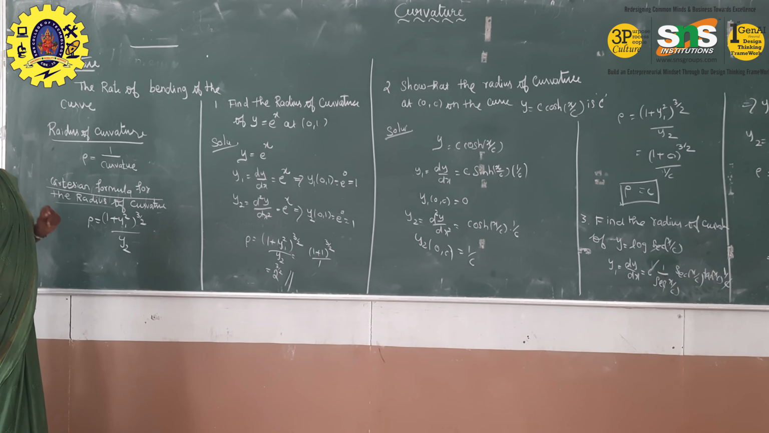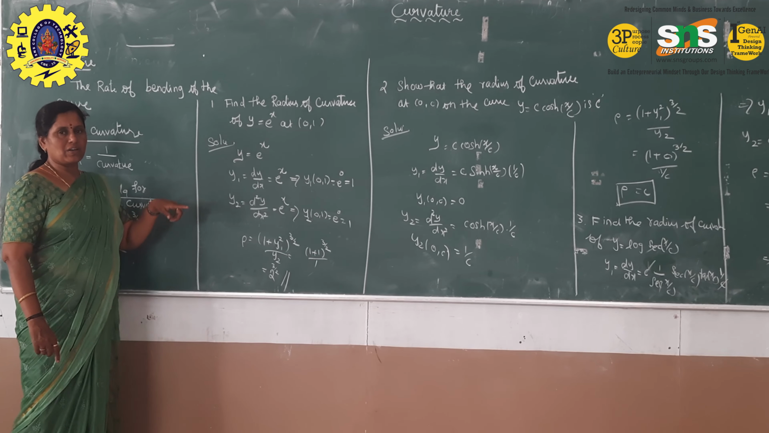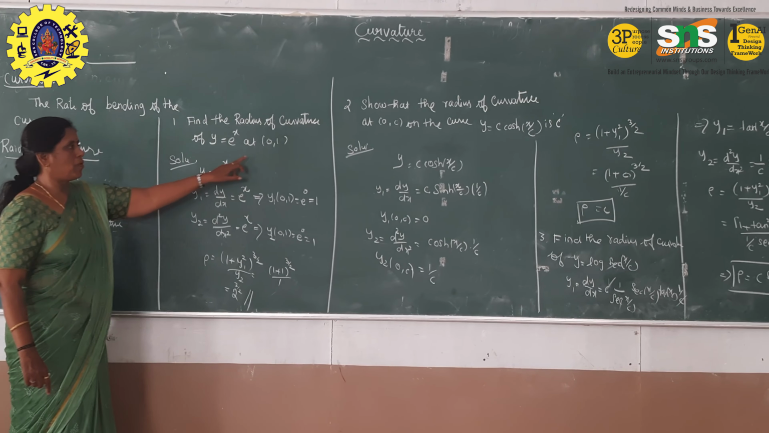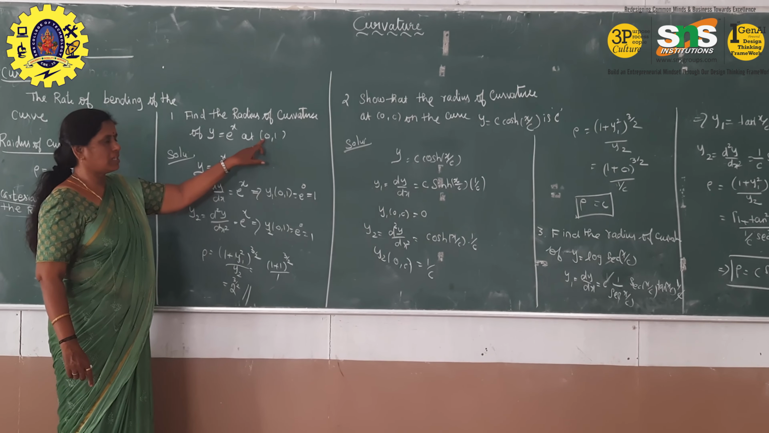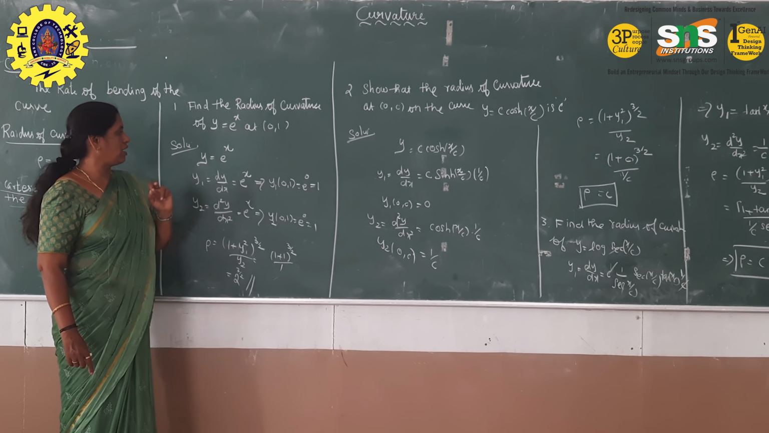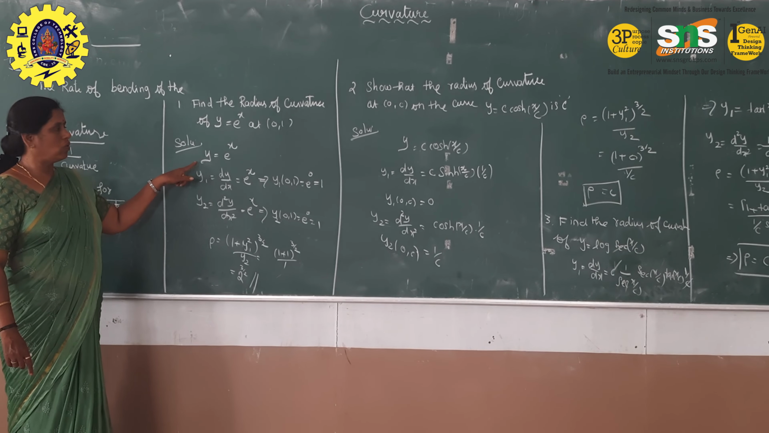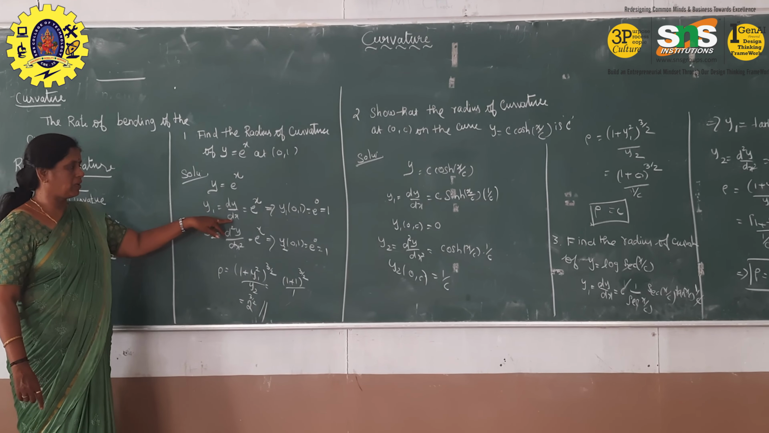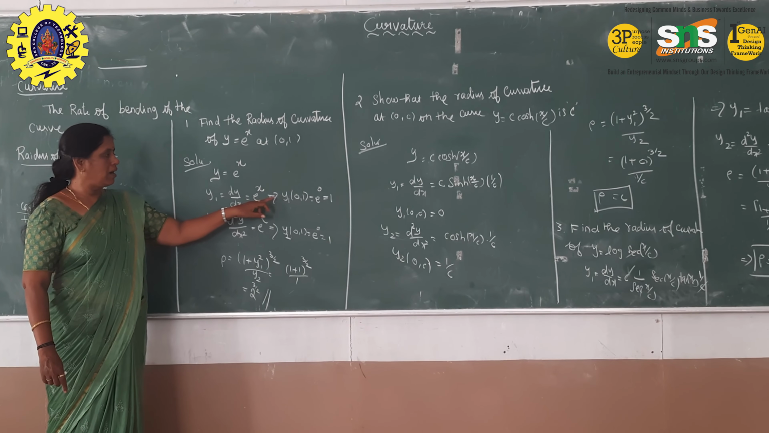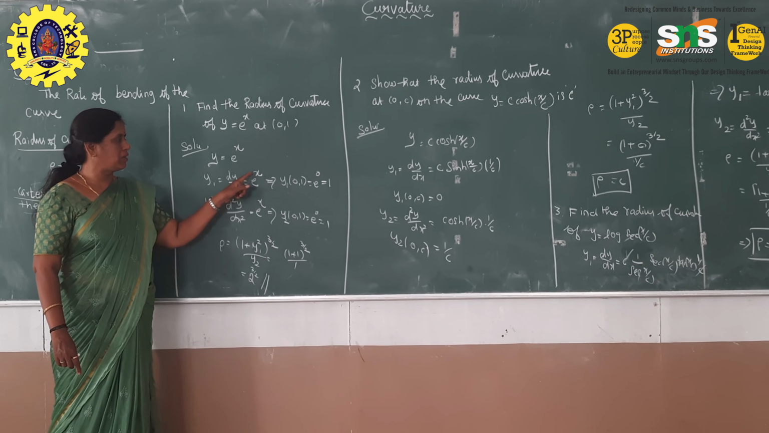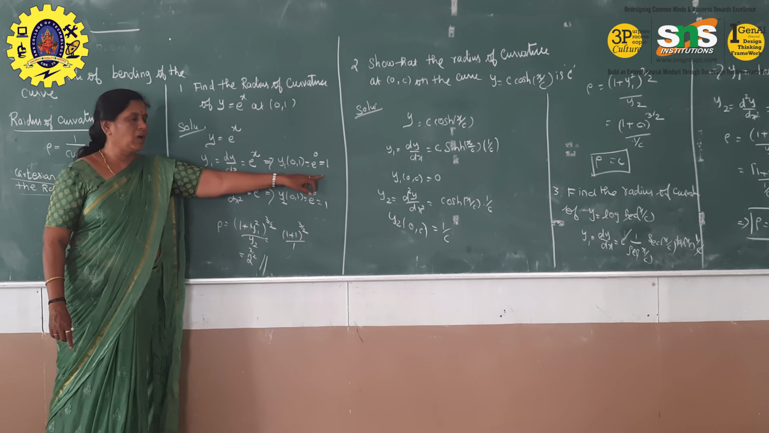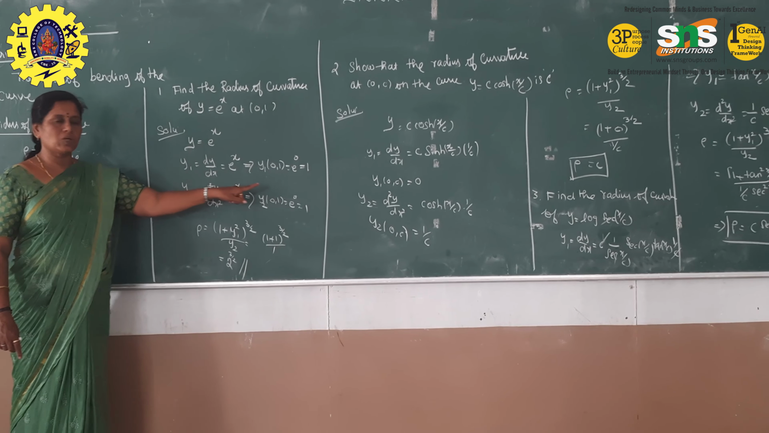Now we are going to calculate the radius of curvature of y is equal to e power x at the point (0, 1). Here 0 is the x value and 1 is the y value. They have given y is equal to e power x. Differentiating e power x with respect to x, we get e power x. At the point, putting x equal to 0 and y equal to 1, we get e power 0 is equal to 1. So the y1 value is equal to 1 here.